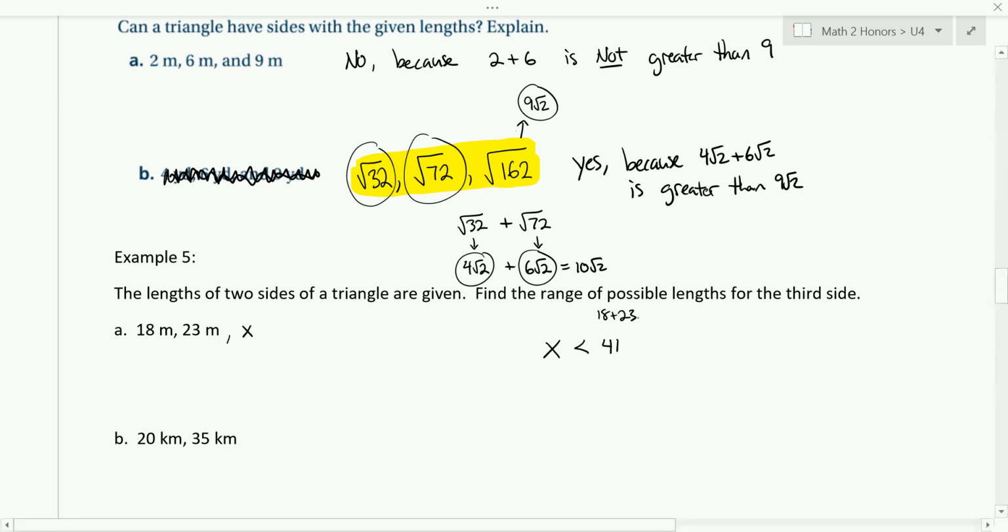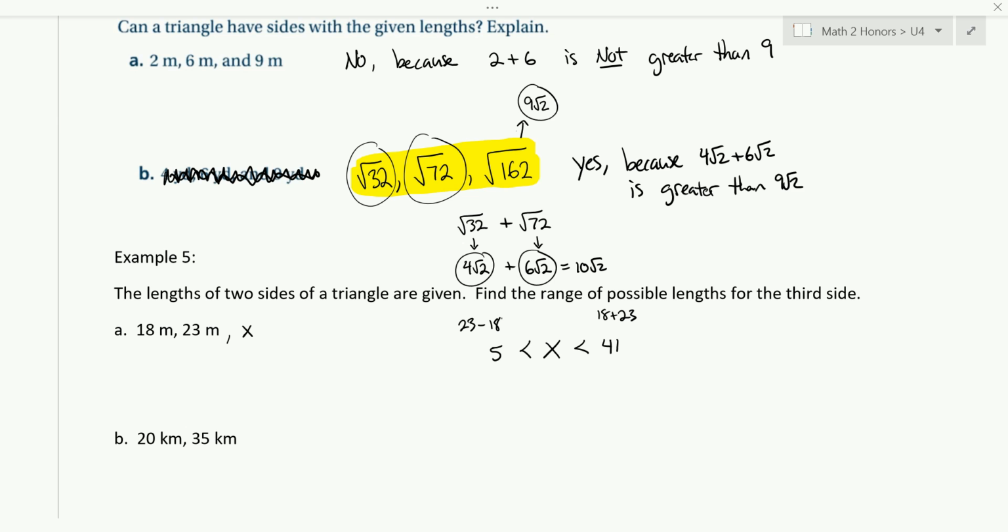Can X be anything less than 41? Can X be 0? Can X be 1? So it can't get too small. Let's now go on the smaller side. X has to be bigger than what? Has to be bigger than 5. How'd you get to 5? 23 minus 18. Because if X were 5, what would happen? You go 5 plus 18, and that equals 23, and that wouldn't work. So we need X to be bigger than 5, but it has to be smaller than 41. So anything in between 5 and 41 would work for us.